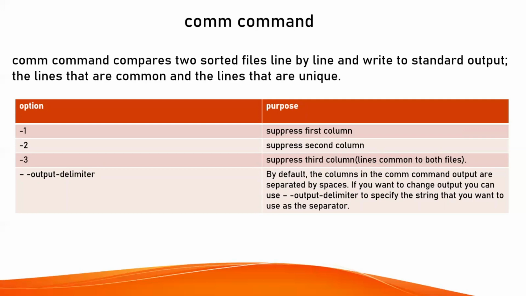And the options we have are -1, -2, and -3. And the last is output-delimiter, which is the same thing we went through in our cmp command.